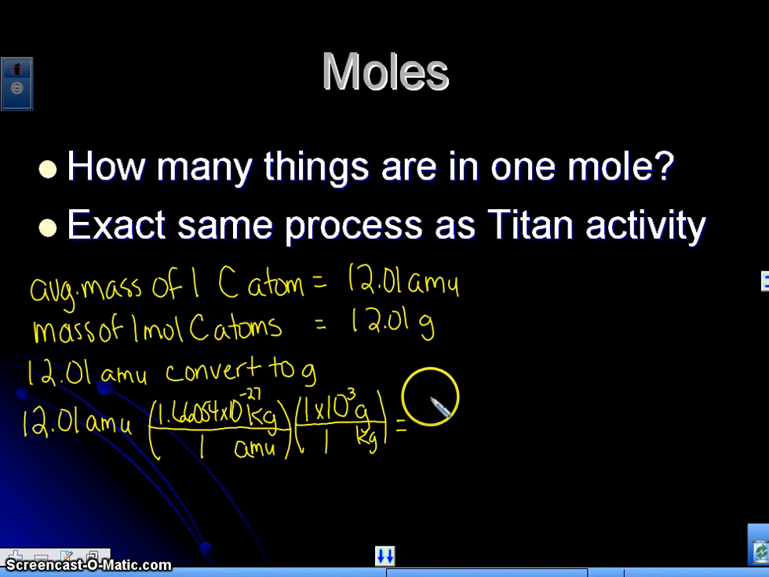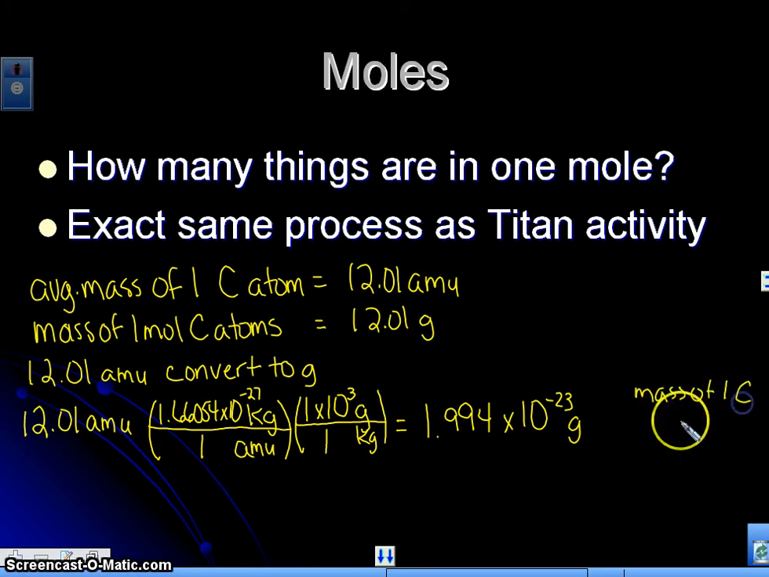Okay, now check your answer. You should have gotten 1.994 times 10 to the negative 23rd grams, and that is the mass of 1 carbon atom. Okay, because we said that 1 carbon atom is equal to 12.01 AMU. So we know that the mass of 1 mole of carbon is 12.01 grams.